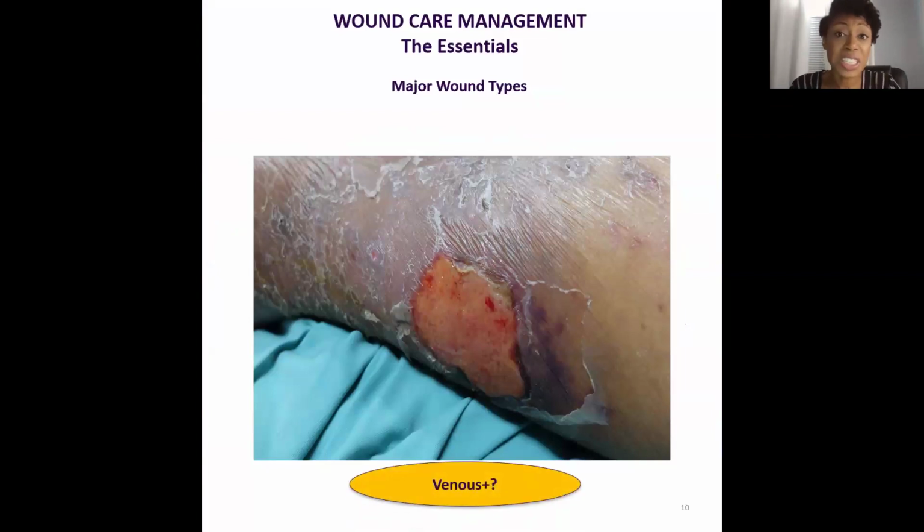So complicating things further is that you can have a patient with a venous insufficiency wound who has an arterial component and also has diabetes. So what this means is that your care plan must include strategies to address diabetes, circulation, and edema management. Talk about complicated, right? So this is why our wounds are not doing well today. There are so many things going into what makes a wound chronic.